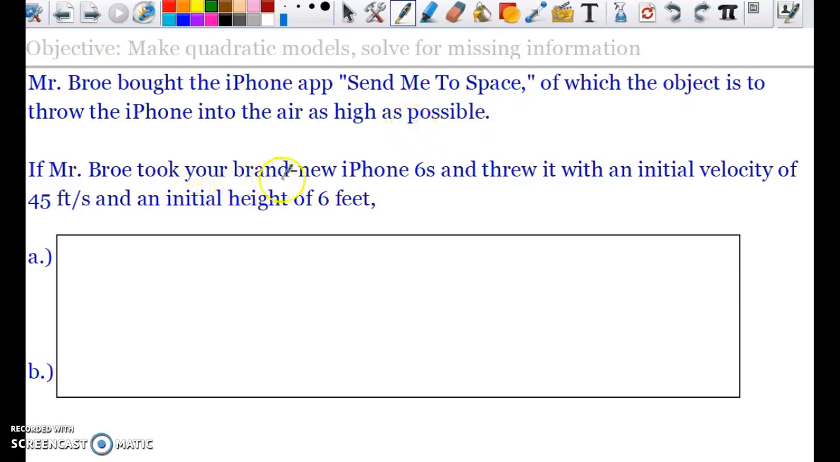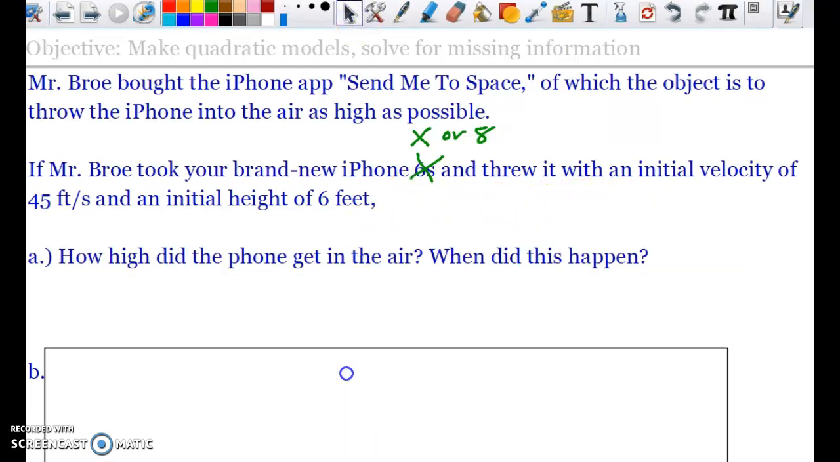If Mr. Bro took your brand new iPhone 6S, now I suppose you're already on 10, this is a little outdated, maybe your iPhone 8, and threw it with an initial velocity of 45 feet per second, initial height of 6 feet, the first question I'm going to ask you is how high did the phone get in the air?